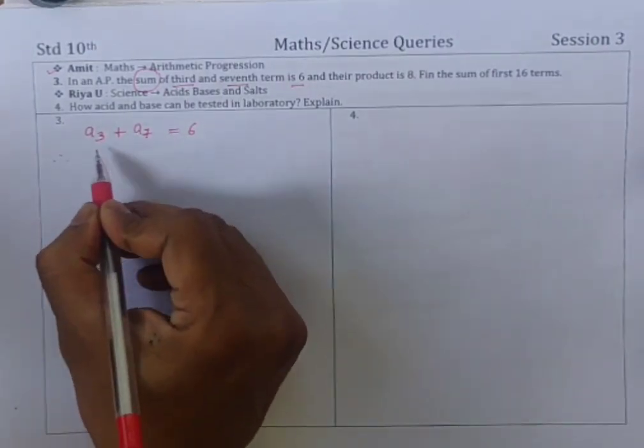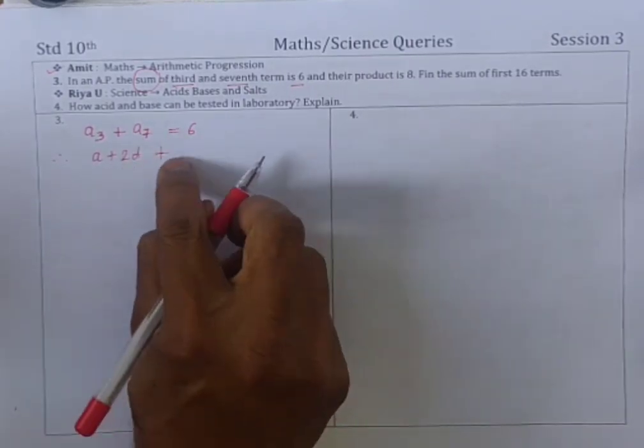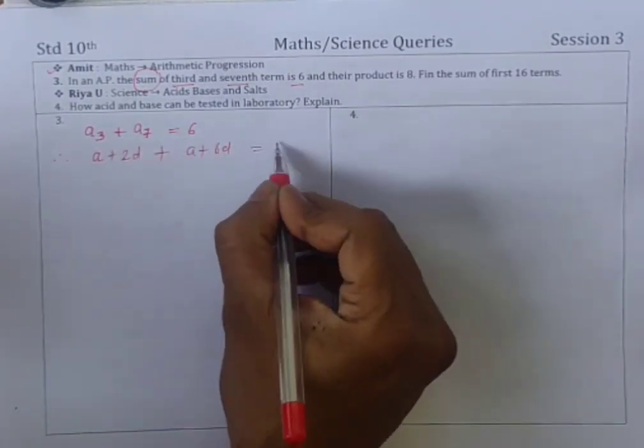Alright, children. Here, A3 is what? A plus 2D. Plus A7 is what? A plus 6D. I didn't use the bracket because of plus sign. And that is equal to 6.